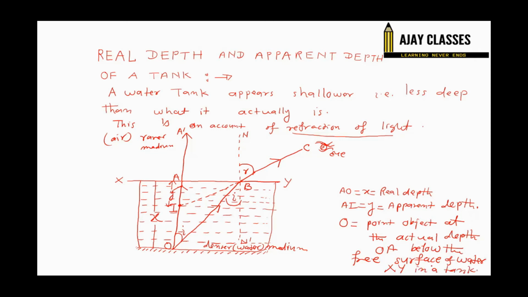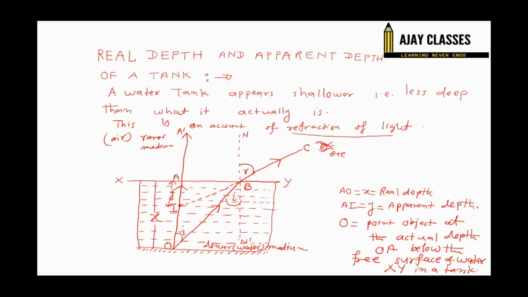So how does the water tank appear shallower? The reason is that the image of the bottom of the water tank forms at the point I, which is the virtual position of the bottom of the water tank, and that is why it appears shallower. It is nothing but the refraction taking place when light travels from the water medium to the air medium, from optically denser medium to rarer medium.